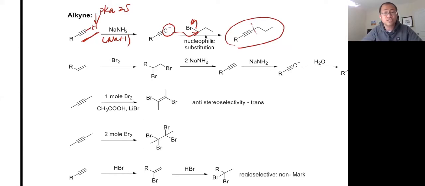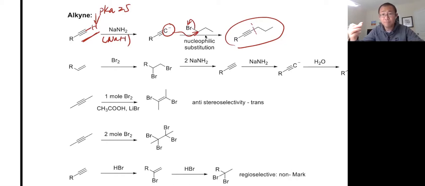So this is a very good strategy to make a CC bond, to elongate a carbon chain, or I can say to change a terminal alkyne to an internal alkyne, because I change the proton now to a carbon. But of course, I need to remove the proton, make a C-, and do a substitution. I can change a terminal alkyne to an internal alkyne. So that's the first reaction.